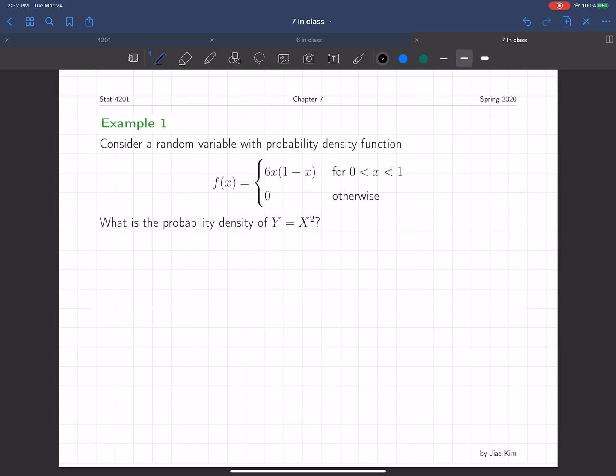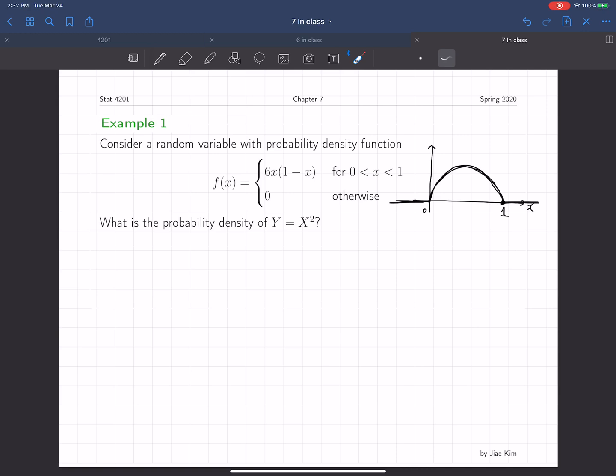Let's consider a random variable X with a density function given in this form. It's worth checking whether this is a valid density curve, so let's get a sense by drawing a graph of this density function. It is defined through this quadratic function, and outside of 0 to 1 it is 0. What we are interested in is the probability density, or distribution, of X squared.